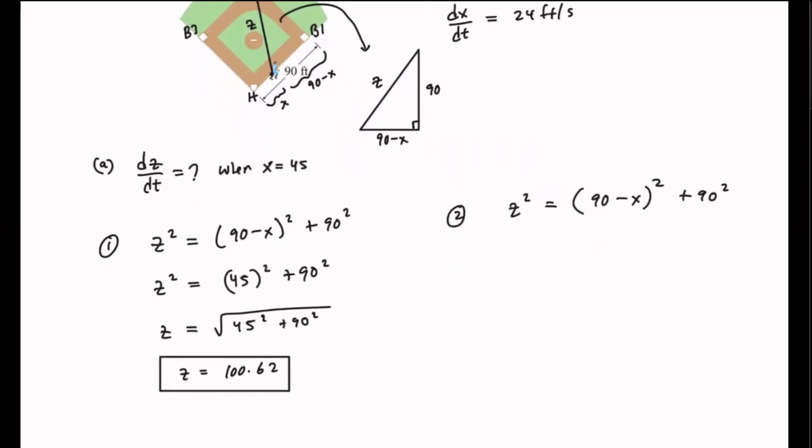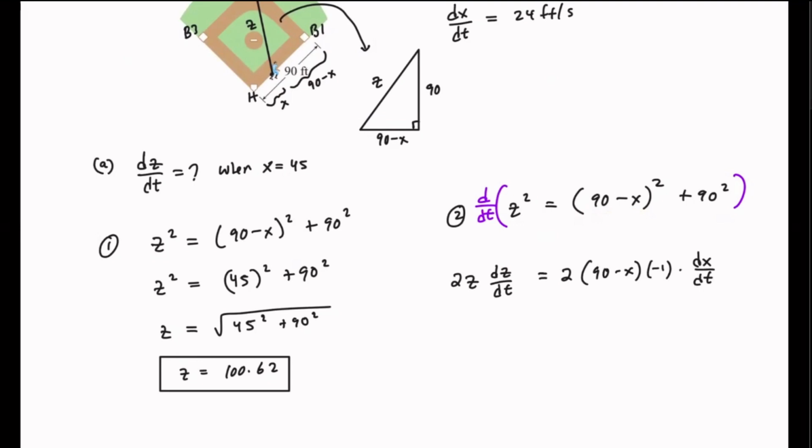Let's go into our equation again and find the rate. We're going to take the derivative of this equation with respect to t. If I differentiate the left-hand side, we get 2z dz/dt, using the chain rule. Now on the right side, you differentiate this with respect to t. Using the chain rule, this is 2 times (90 minus x) to the first power, times negative 1, times dx/dt.